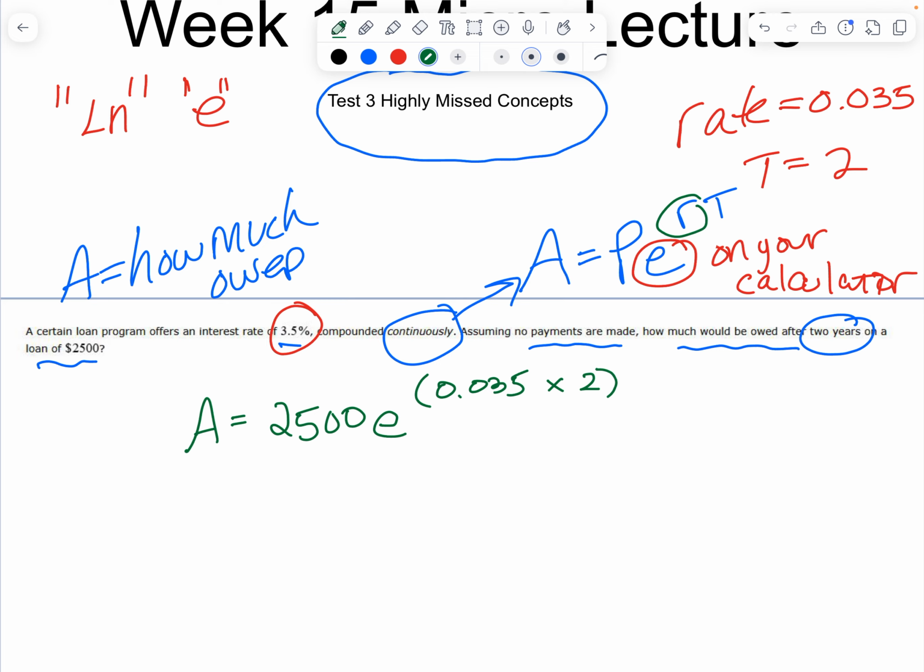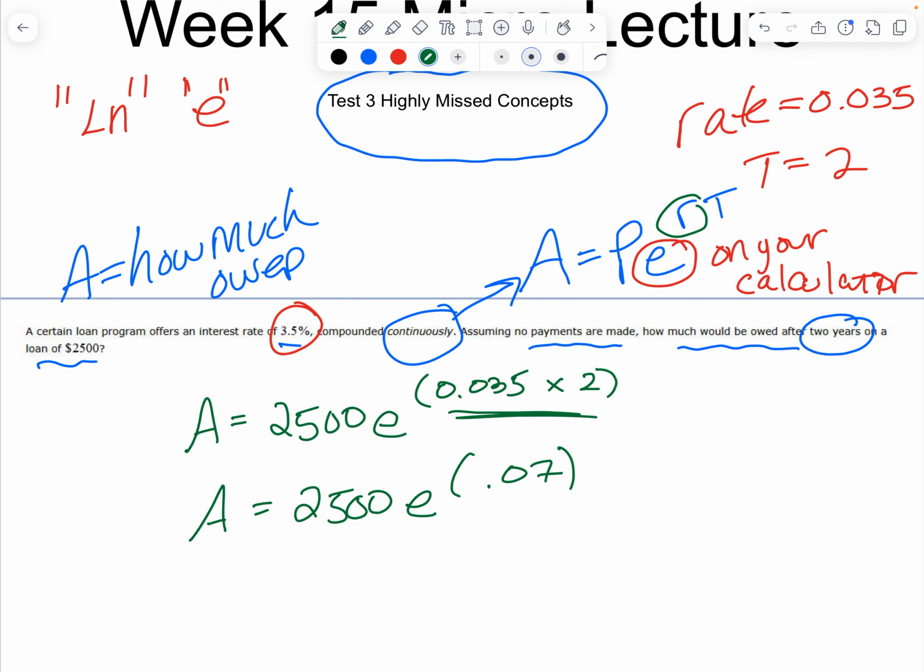So you can do this on the ALEKS calculator. You can do it on a graphing calculator. If you want to, you can do a little bit at a time, like pieces of it. So you could take care of this first: 2,500 times Euler's number raised up to, I'm getting 0.07.